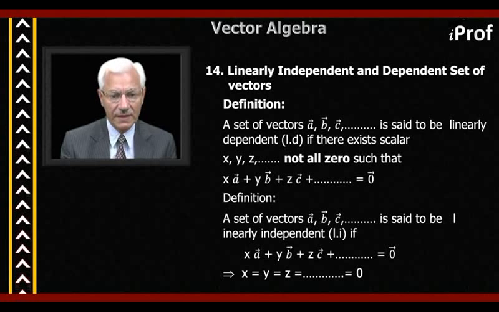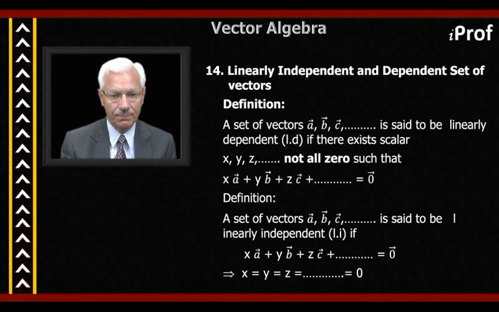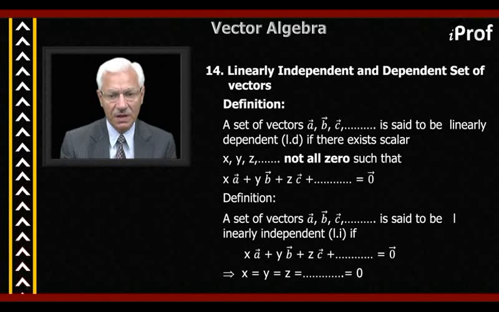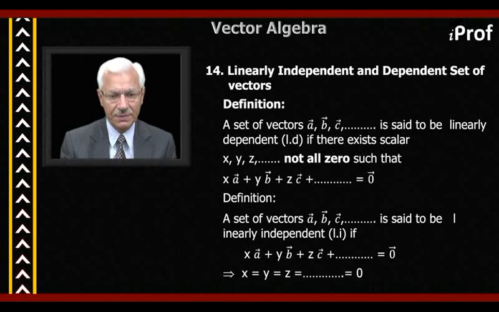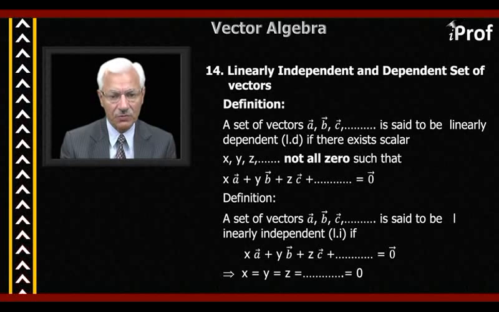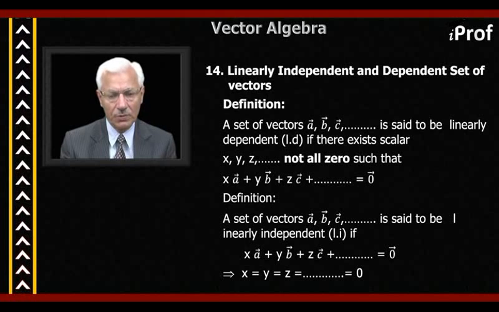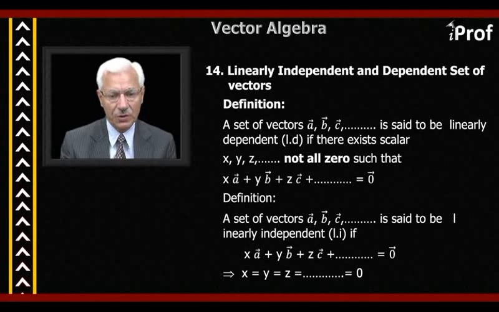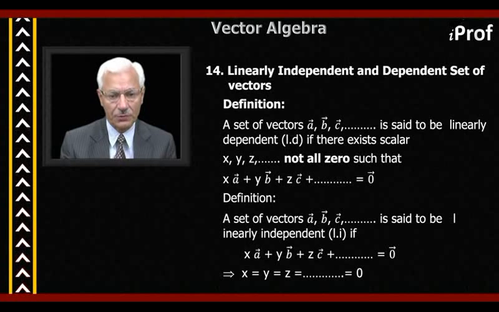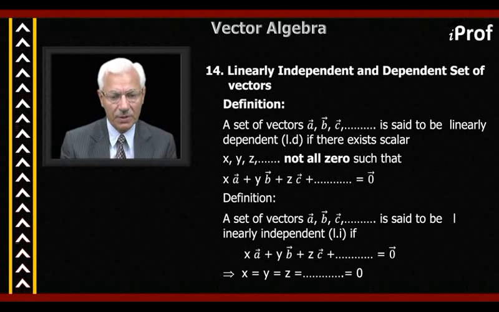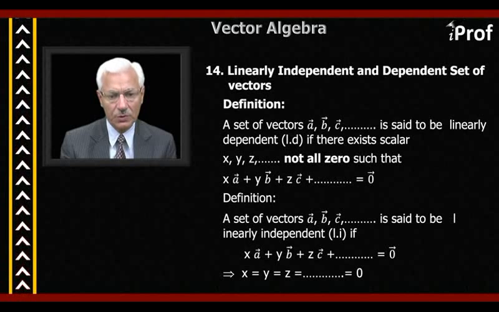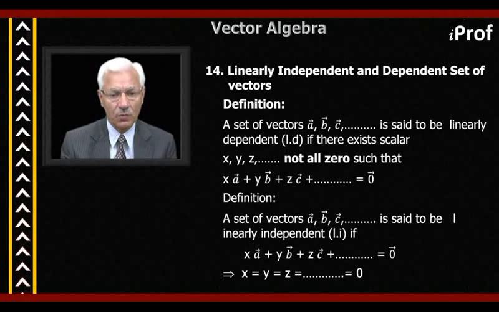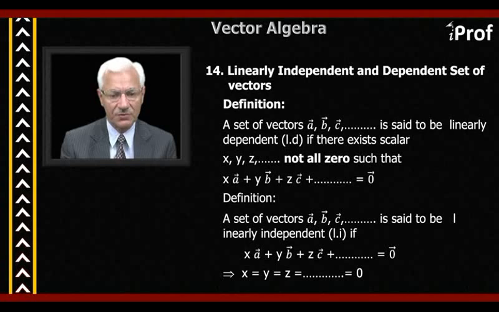Then we define linearly independent vectors. A set of vectors A, B, C, and so on, are said to be linearly independent if xA plus yB plus zC plus so on equal to 0 implies x equal to 0, y equal to 0, z equal to 0, that is, all scalars are zeros. That means xA plus yB plus zC plus so on is equal to 0 only in this case, when x, y and z are all zeros.